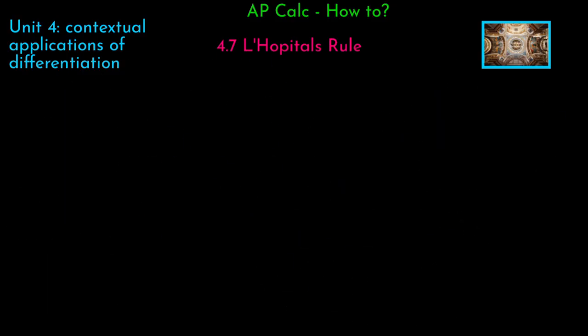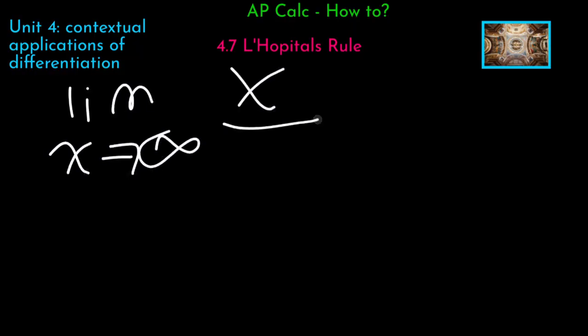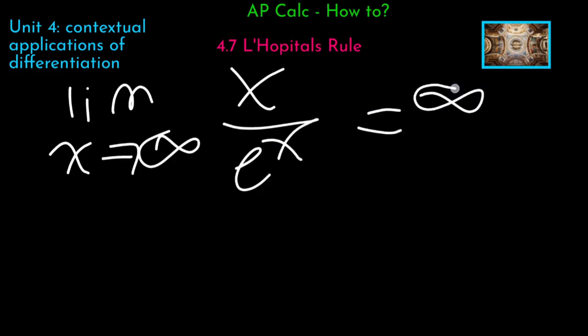Now the next one I'm going to have you try on your own because it's a pretty simple concept. So let's say we have the limit as x goes to infinity of x over e to the x. Now this becomes infinity over infinity, and that's a problem. It doesn't cancel out and become 1. It's indeterminate in this form.